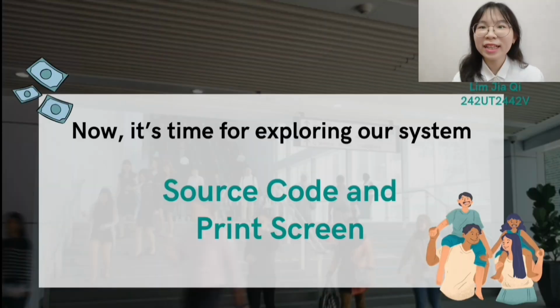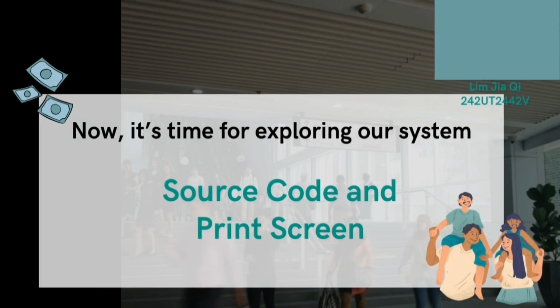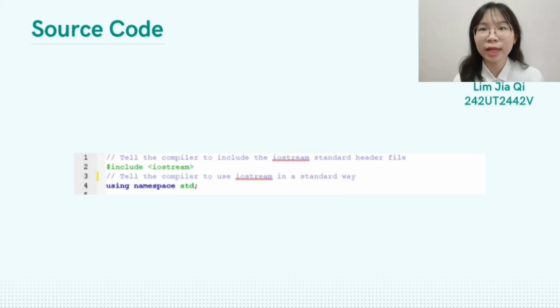Thank you, Jia-Xuan. Now it is time for exploring our system. First, we tell the compiler to include the iostream header file and use the standard namespace. Now, I will pass the presentation to San-Si to explain the function declarations.